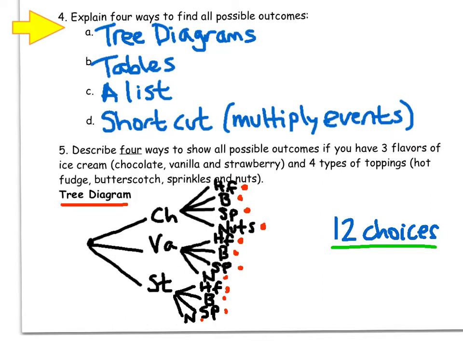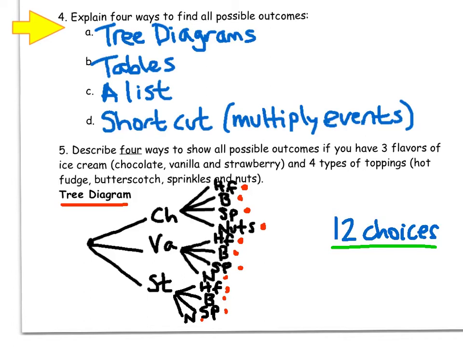Well, there are 4 different ways that we can find all possible outcomes for an event. The first way are tree diagrams. Another way is to create tables and fill them out. A third way is to just simply write a list, an organized list. And the fourth way is what we called the shortcut, where we were just multiplying the number of events. So let's take each one at a time.